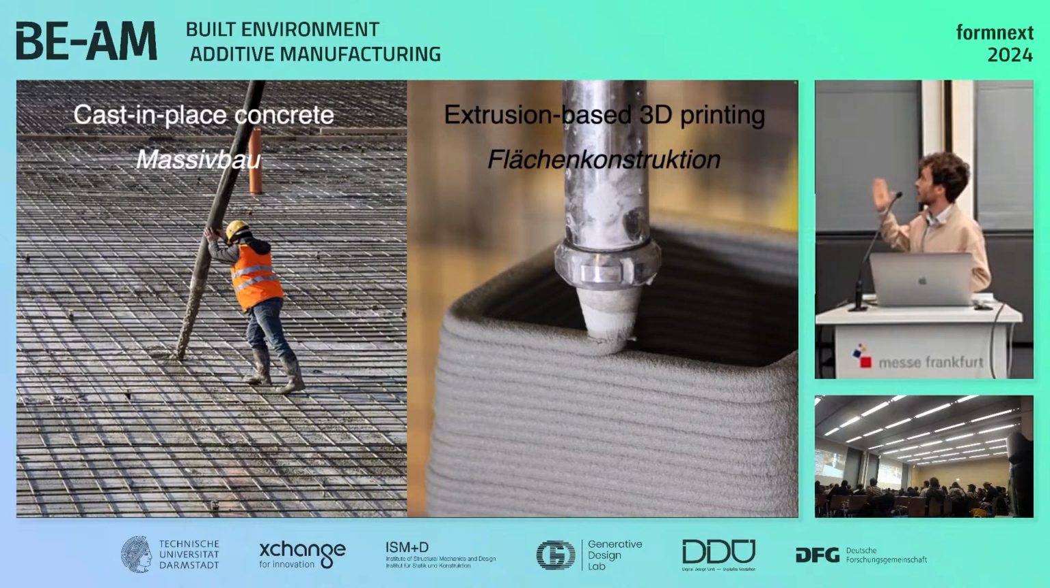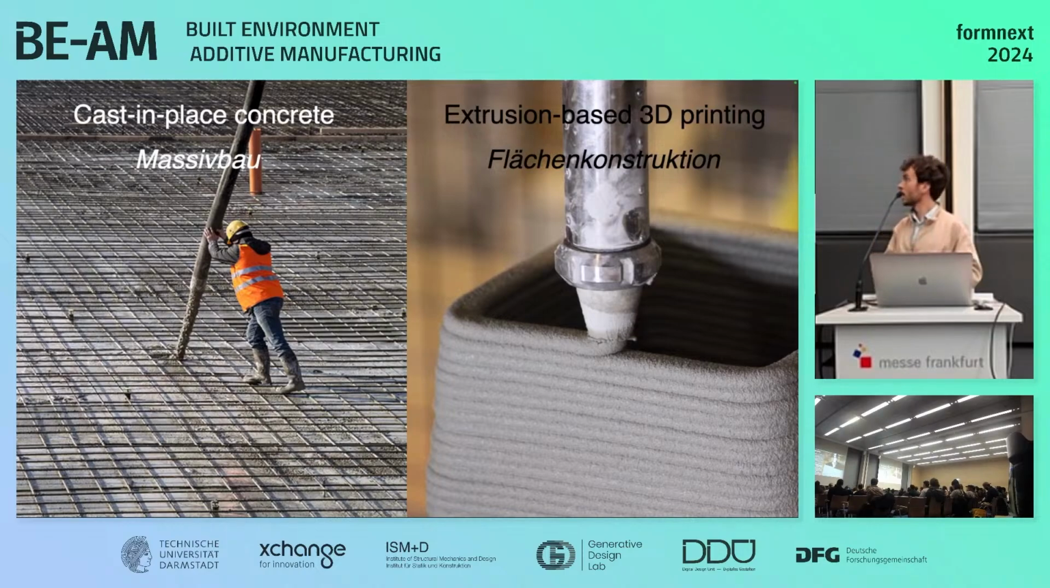So we have the cast-in-place concrete, which is kind of massive. We use massive amounts of material, and the process by itself brings this simplicity of bringing a lot of material, right. But with the extrusion-based 3D printing, we are more into Flächenkonstruktion, and it is easier to do surfacic objects. It is easier and natural to do thin things, right? So we'll get back to that afterwards.